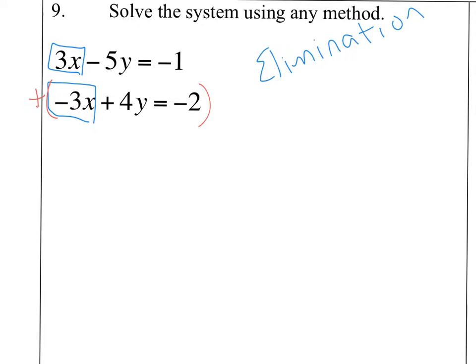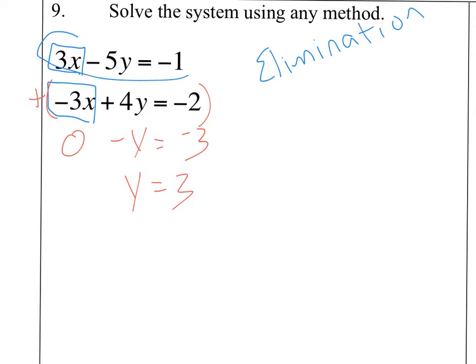3x plus negative 3x is 0. Negative 5y plus 4y is negative y. Negative 1 plus negative 2 is negative 3. So negative y is negative 3, which means positive y is positive 3.